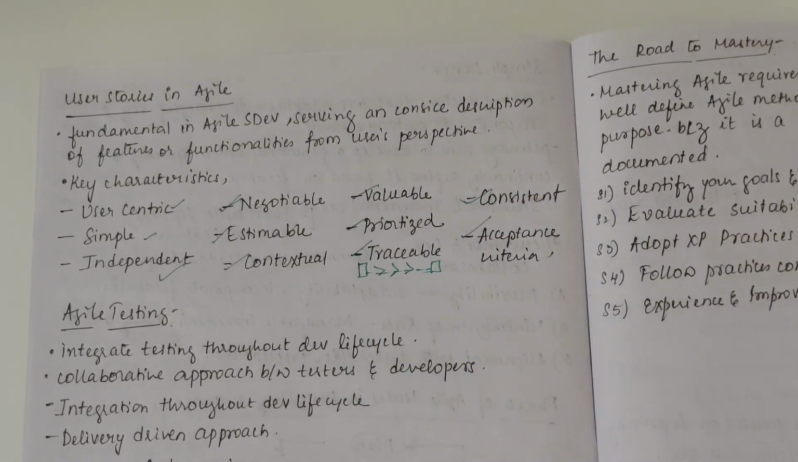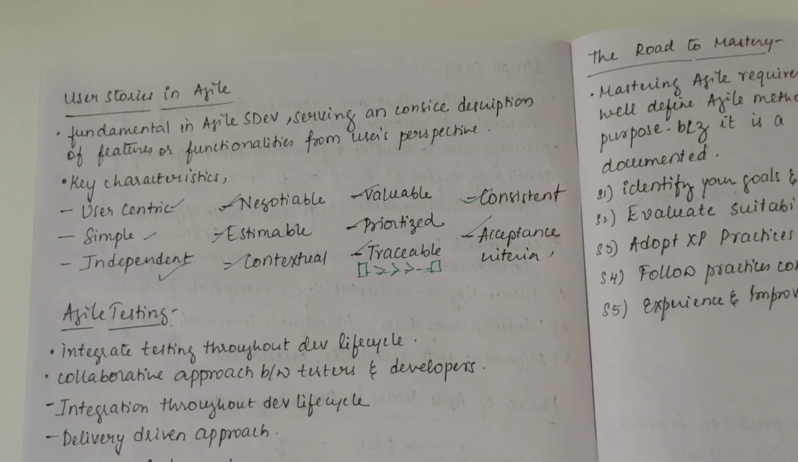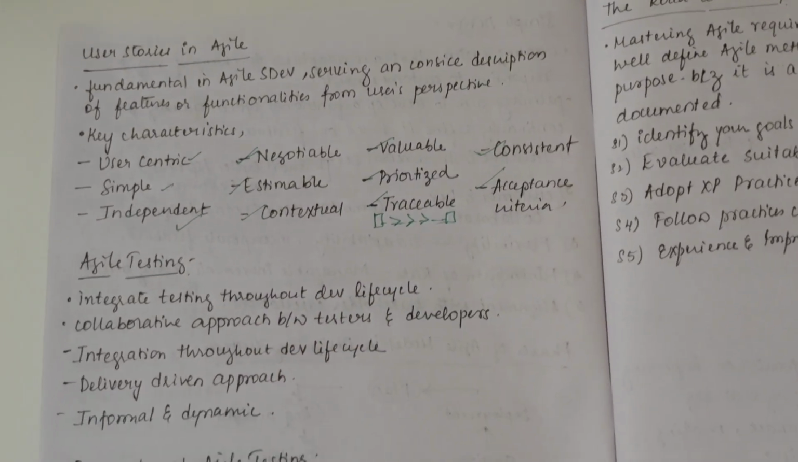Then we have acceptance criteria. Again, acceptance criteria refers to the input given by the user, but then we have to check if it is really valuable, worthy, viable, and whether we can accept it in the particular given budget or not. So that's what comes under acceptance criteria.